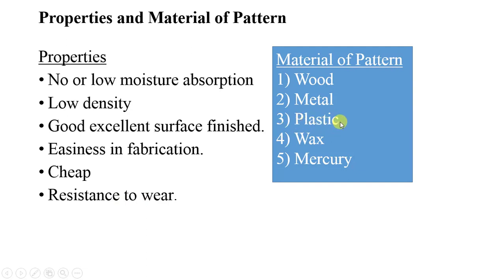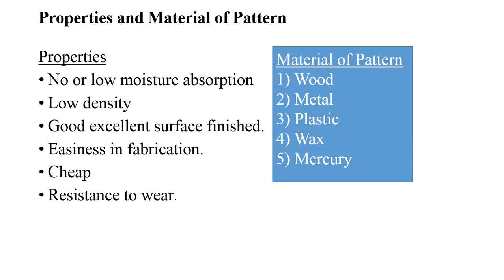Then next is plastic. I forgot to tell one more thing related to metal pattern. Actually, the metal pattern will be made from the wood pattern only. So whatever shape you want on the metal pattern, that shape will first be made as a wood pattern. So you have to remember that whenever you are making a pattern of a metal, you have to provide a double shrinkage. One shrinkage will be related to the wood and another shrinkage will be related to the casting, due to which the molten metal is going to shrink.